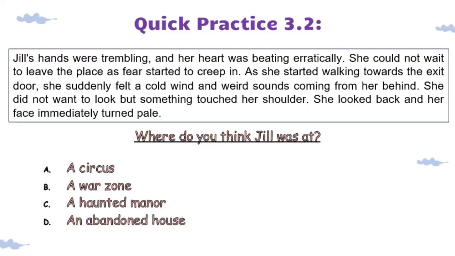Alright, so based on your prior knowledge and based on what is given in the text, where do you think Jill is right now? Is it a circus? Do we see any ideas that suggest she might be at a circus? There's no talk about clowns. There's no explanation about animals or acrobatic movements anywhere in this text, right? Is it a war zone? Is there any idea that suggests she's in a war right now, fighting with other soldiers?